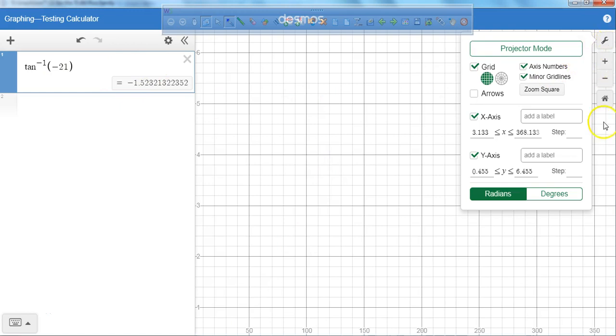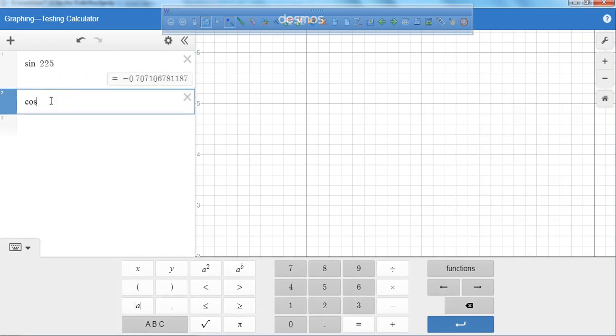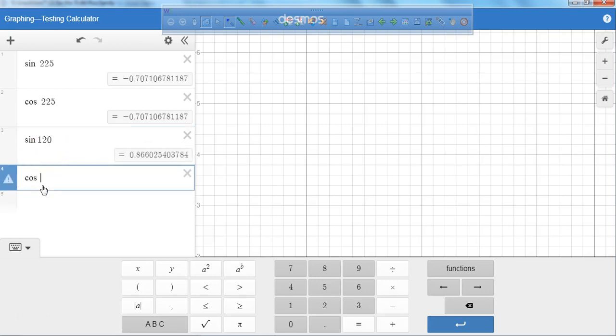So I'm going to go over here, make sure we're in degrees, and I am going to type in what is the sine of 225? And what's the cosine of 225? And what's the sine of 120? And what's the cosine of 120?